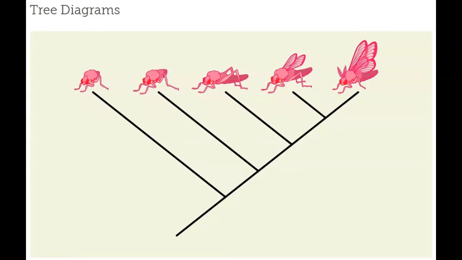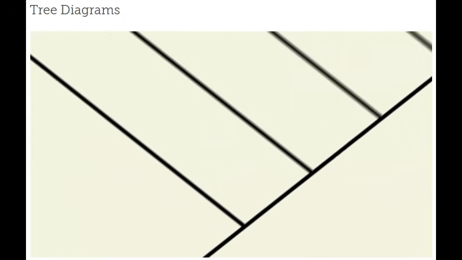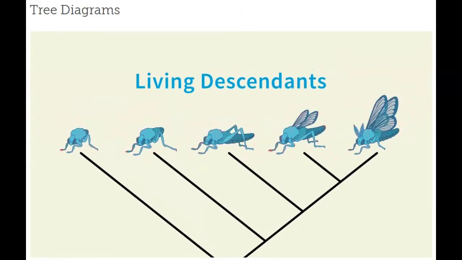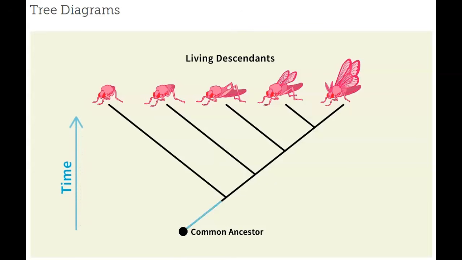Now let's look at what the diagram is telling us. The base represents a hypothetical common ancestor, and the organisms at the tips represent living descendants. The branches represent reproductive lineages and how they split over time.